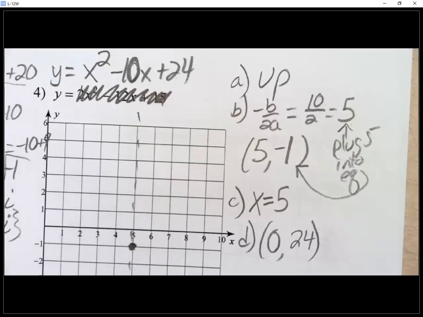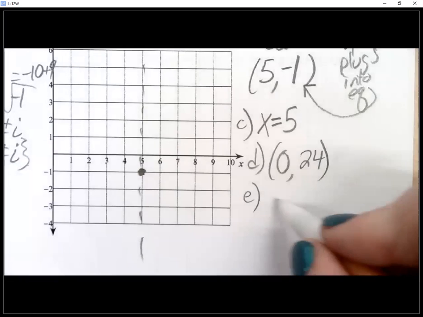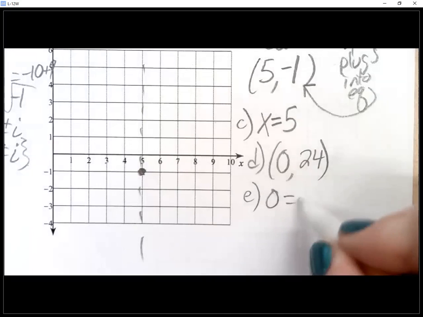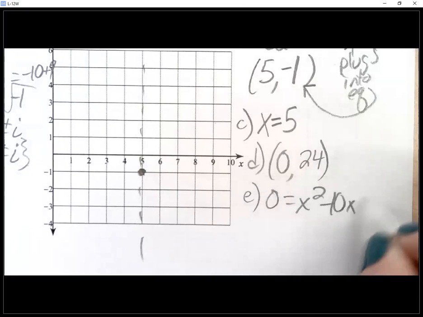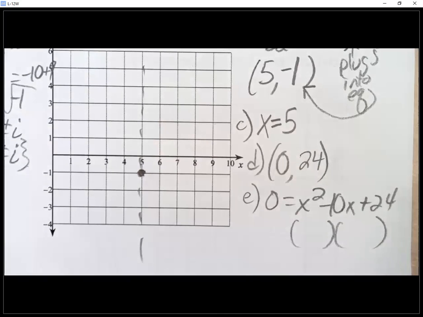But check this out. Let's go find our x-intercepts. x squared minus 10x plus 24. Let's try and solve this one by factoring. Are there factors of 24 that add to -10? Yeah, and they're both negative, right? -4 and -6. So there's my factors.